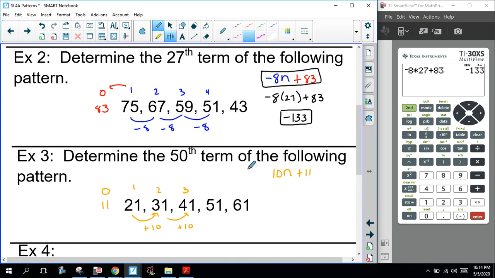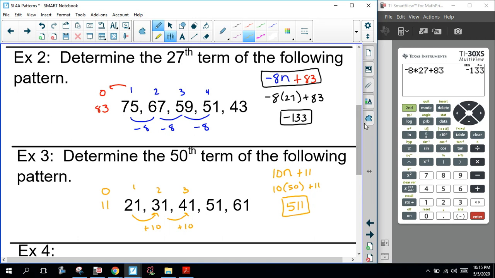Well, to get the 50th term, we just plug that guy in. So 10 times n, which is 50, plus 11. Well, 10 times 50 is 500, plus 11 more. The answer here is going to be 511. So the answer to the question, the 50th term, is 511. We use this expression of 10n plus 11 to get that answer.